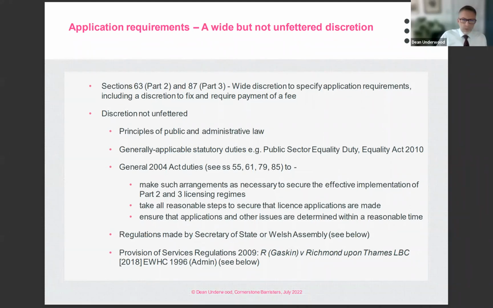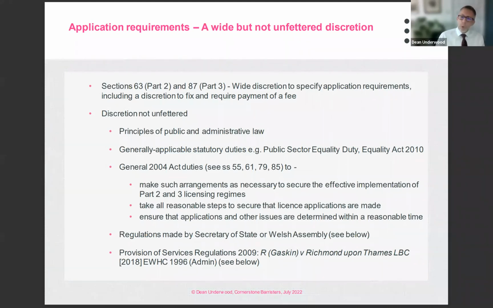Moving away from the public sector equality duty and turning back to issues of discrimination, just to give you an illustration of how this might apply, a requirement specifying, for example, without any exception or mitigation, that all applications must be made online would arguably discriminate against those who are unable to use a computer because of a disability, or discriminate indirectly perhaps against the elderly, who may not have as ready access to online facilities by reason of their age. So, as I say, generally applicable statutory obligations must also be observed.